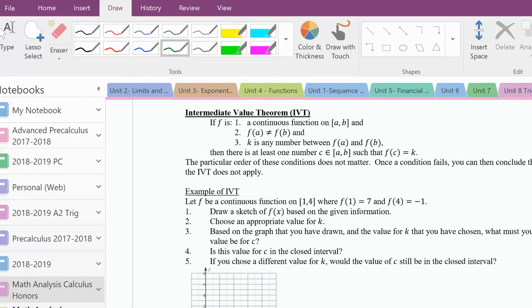So the next question is, how does being continuous, or continuity, affect the intermediate value theorem? Basically, the intermediate value theorem says if the function is continuous on a closed interval, and f of a does not equal f of b, and k is any number between f of a and f of b, then there exists at least one number c such that f of c will equal k. So we'll figure that out.